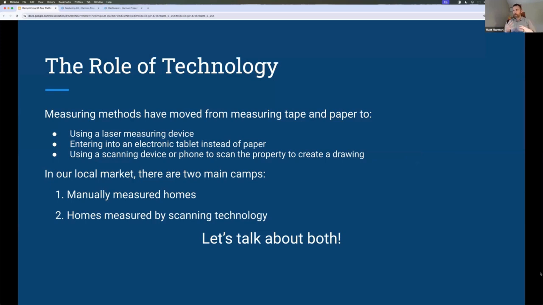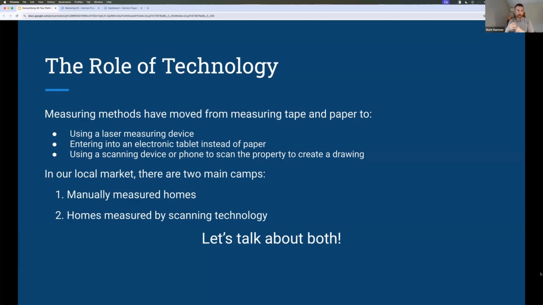That moved to just drawing into an iPad and using a tape measure. Or actually, I think we were using a laser device first. So we used a laser device and paper, and then we went to using a laser device straight into an iPad. And then the third way that people are using to measure is using a scanning device or a phone to scan the property. So the big takeaway I want you to have is that there are two camps for creating sketches in our market, and really nationally, this is true as well.